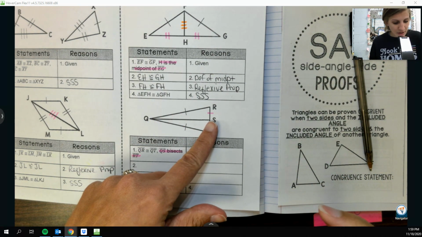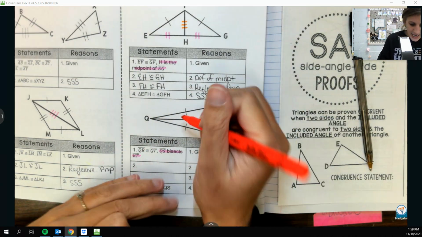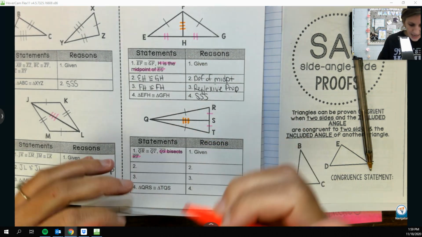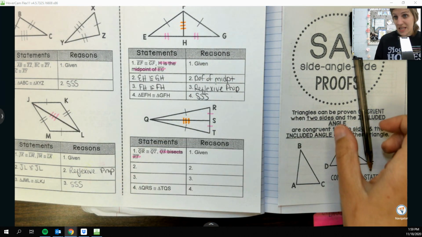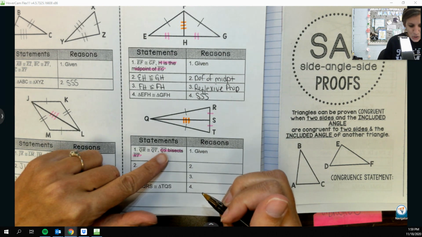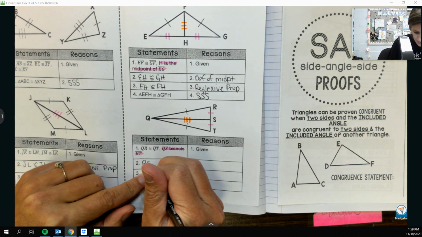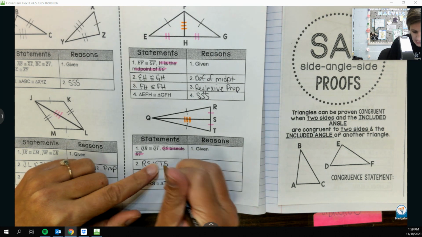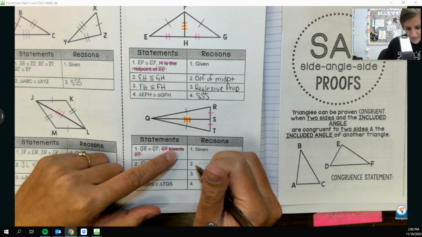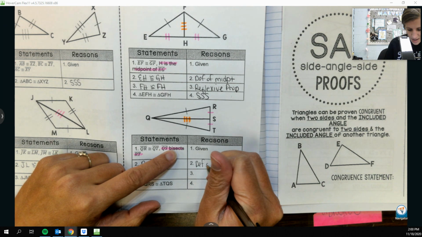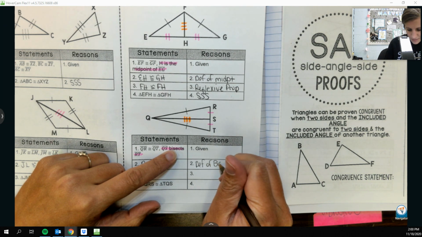I don't have vertical angles, but I do have this shared side, so I can mark that QS is congruent to itself. So the first thing I marked in my picture was that RS is congruent to TS, and I was able to do that because I understand the definition of a bisector.